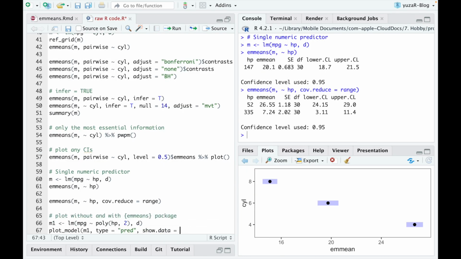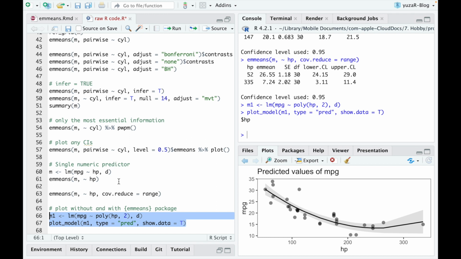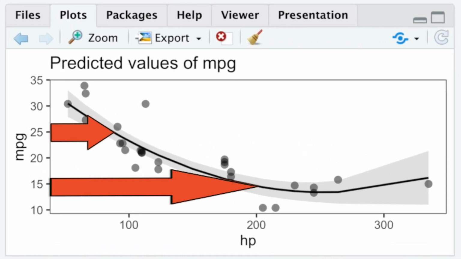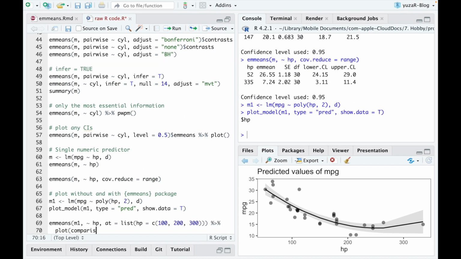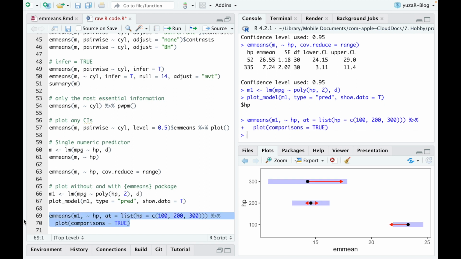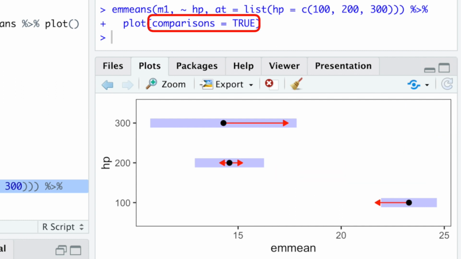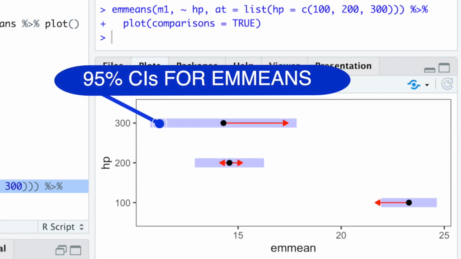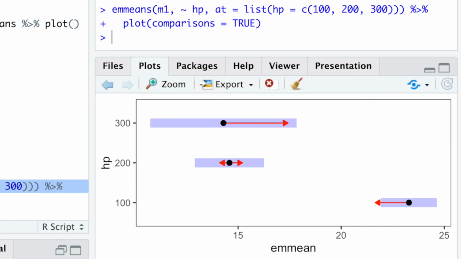Particularly, weak cars drive further and strong cars drive much less than the average 20 miles per gallon. Moreover, we can specify any particular values of a numeric predictor, which might be useful when we have a non-linear relationship, but still need to figure out the efficiency of cars at different values of horsepower. Let's use 100, 200, and 300 horsepower and not only plot the estimates, but also compare them statistically by using the comparisons equals TRUE argument. The blue bars represent the 95% confidence intervals for the estimated marginal means, and the red arrows show statistical comparisons among them. If an arrow from one mean overlaps with an arrow from another mean, the difference is not significant.